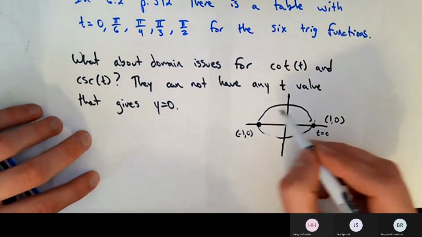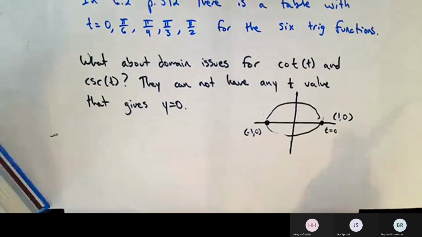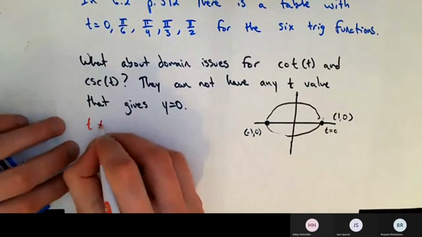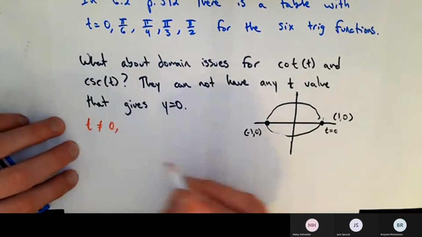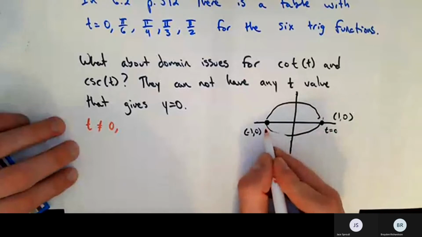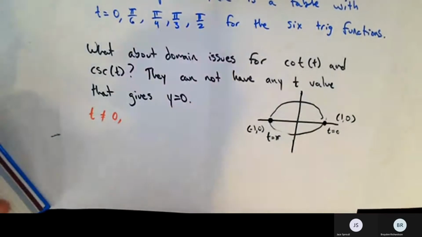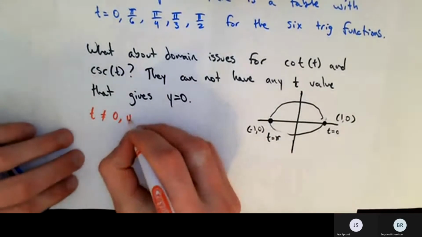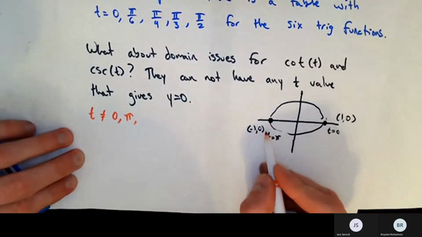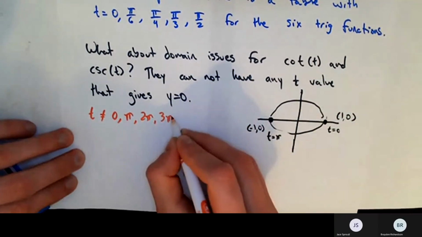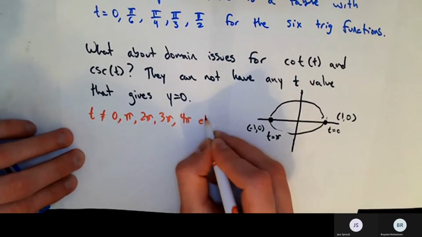Any rotation that ends up at either here or here is going to be not allowed in the domain for cotangent and cosecant. So how do we notate that? We see that t cannot be 0, that's that one. This one is pi, right? This is t equals pi over here for half a revolution. So 0, pi. What if I go all the way around? That's 2 pi. What if I go around half again? That's 3 pi, 4 pi, etc.